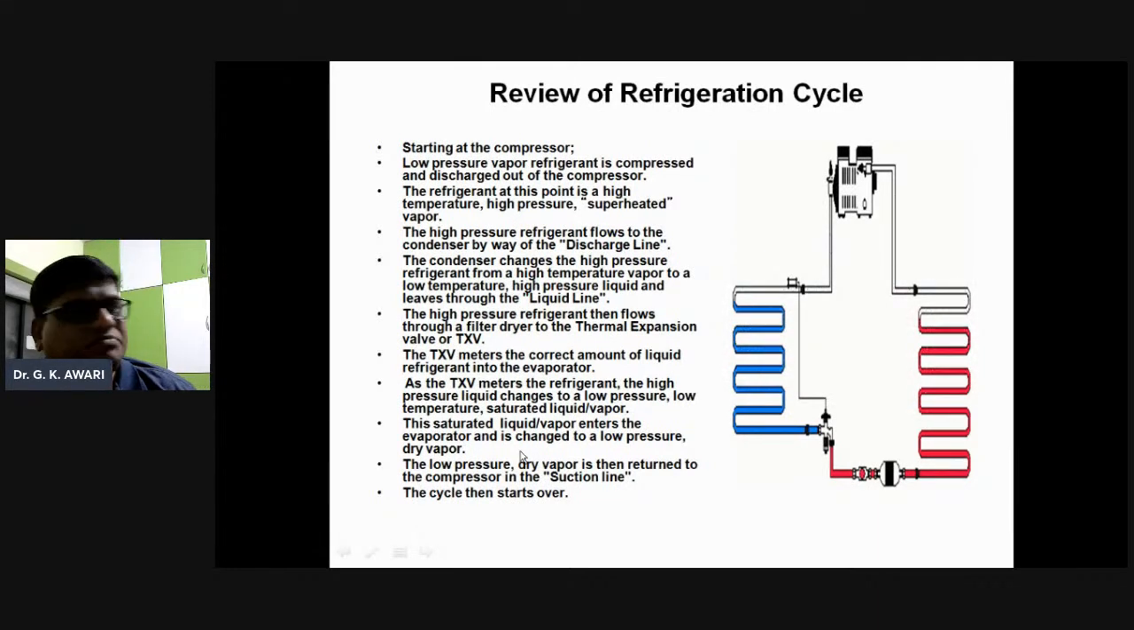The high pressure refrigerant then flows through a filter dryer to the thermal expansion valve. The thermal expansion valve meters the correct amount of liquid refrigerant into the evaporator, and then the low pressure, dry vapor is returned to the compressor in the suction line. The cycle then starts over.